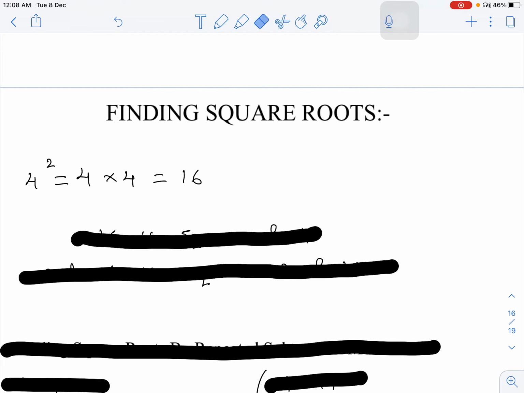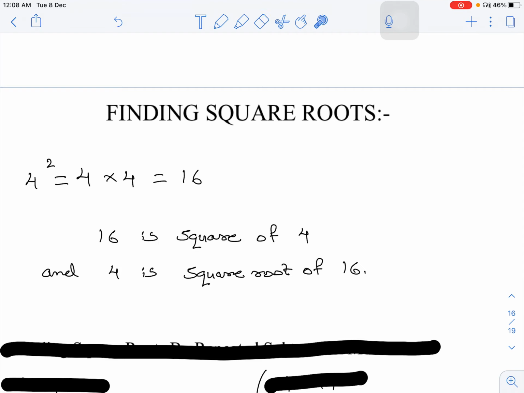Okay, so 16 is the square of 4 and 4 is the square root of 16. This we write mathematically as 4 square equals 16. And this symbol indicates square root: square root of 16 equals 4. So the symbol for writing square root is this one. This is the root symbol. If no number is given, it means it is the square root.